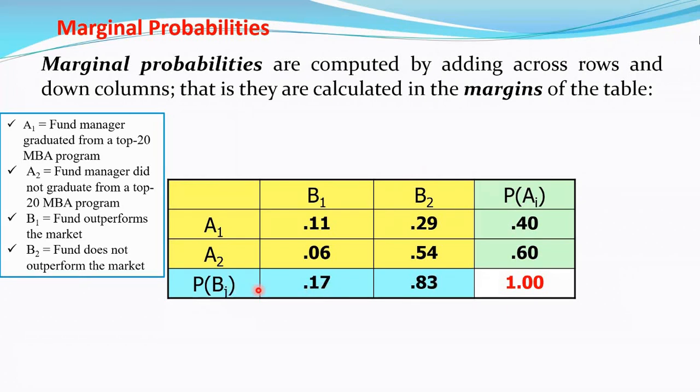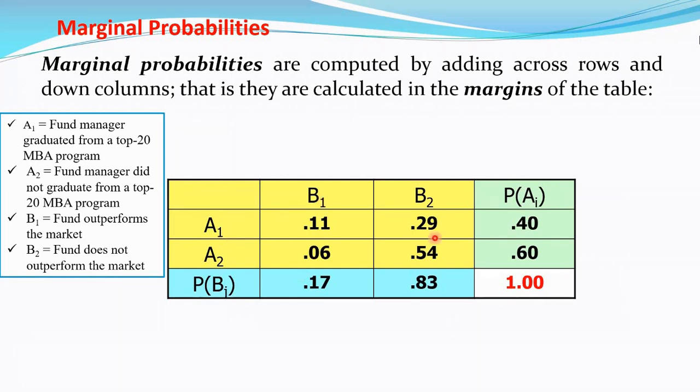When we add the row marginal probabilities, you get 1. When we add the column marginal probabilities, you also get 1, because that is the total probability. So this is one sample space: graduated from the top 20, not graduated from the top 20. This is another: outperforming the market, not outperforming the market. So there are two types of sample spaces.